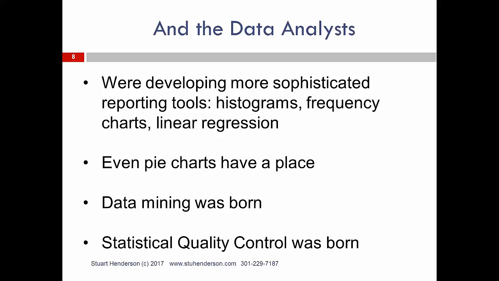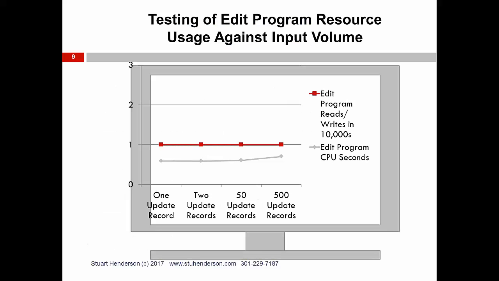While this was going on, at the same time, data analysts were developing more reporting tools. And there were histograms, frequency charts, linear regression. There's a whole slew of things, even including pie charts. And data mining, the idea of drawing conclusions out of vast amounts of data if you only knew how to analyze it. And also the question of statistical quality control. This was the idea that you could establish control intervals of what was acceptable for certain measurements, and then just have flagging or violation reporting only when something came outside of the control intervals.